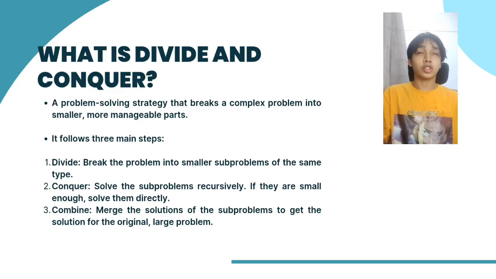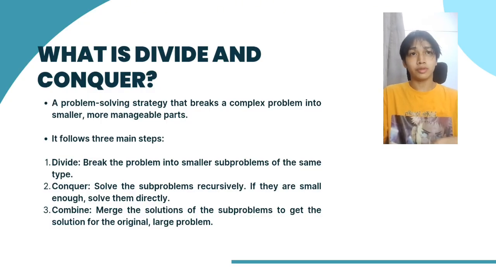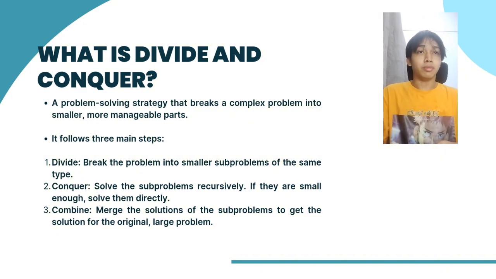What is divide and conquer algorithm? A problem-solving strategy that breaks a complex problem into smaller, more manageable parts. It follows three main steps. First one is divide: break the problem into smaller sub-problems of the same type. Second is conquer: solve the sub-problems recursively. If they are small enough, solve them directly. For the third one, combine: merge the solutions of the sub-problems to get the solution for the original large problem.